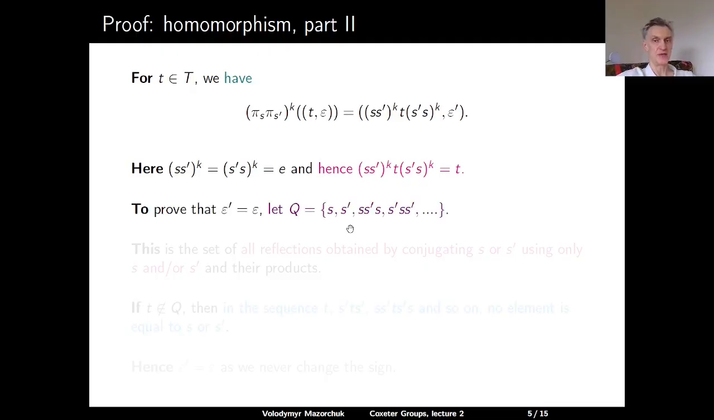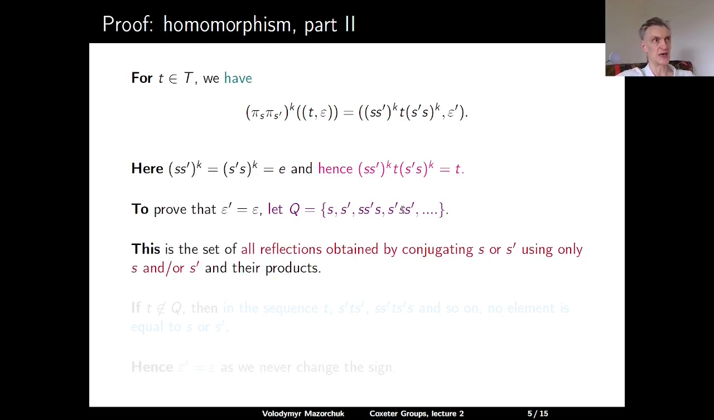What we need to check is that at the second component the sign epsilon prime which we get is equal to epsilon. To do this, let us define Q as the following set. We start from s and s prime, we conjugate s prime by s and s by s prime, and we continue this conjugation. So we start from s and s prime, and we conjugate them by elements s and s prime, and consider all elements which you can get in this way.